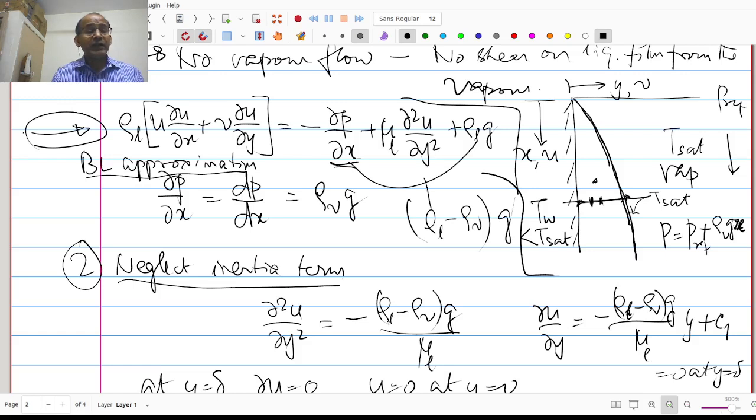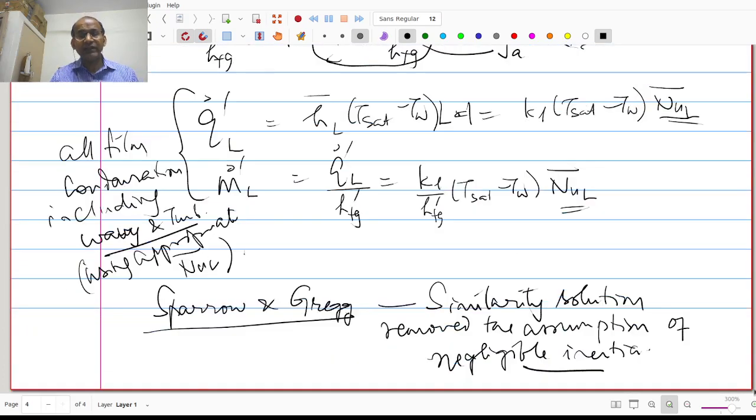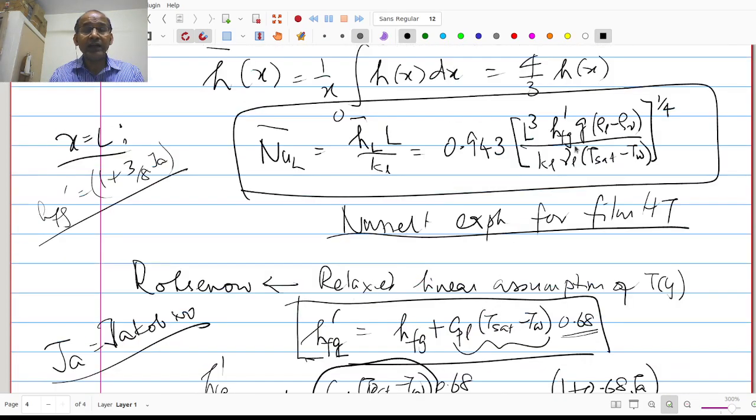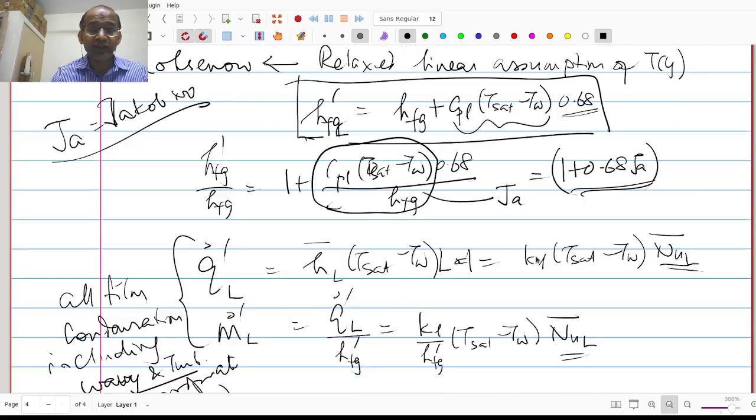The boundary layer equation that we wrote here was completely solved using the similarity method by Sparrow and Gregg, instead of dropping the left hand side and writing only the right hand side, as we have done in this case. They did not do that. They wrote the entire equation, brought it down to the similarity form, and solved the similarity equations. What they found is that the Nusselt number is slightly lower than what is predicted by the Nusselt correlation or the Rosenau correlation.